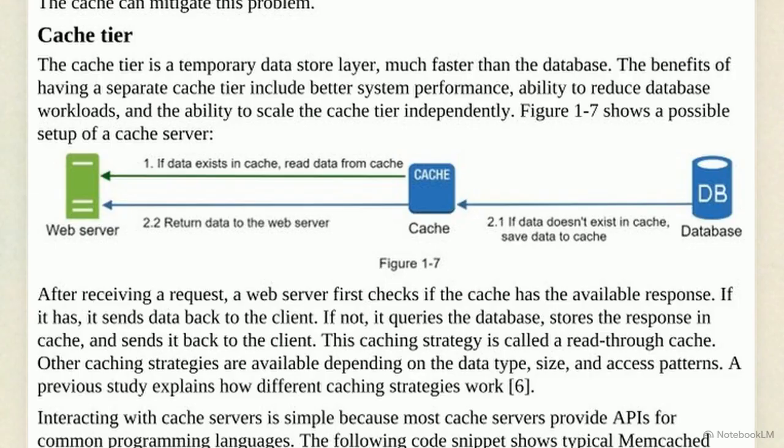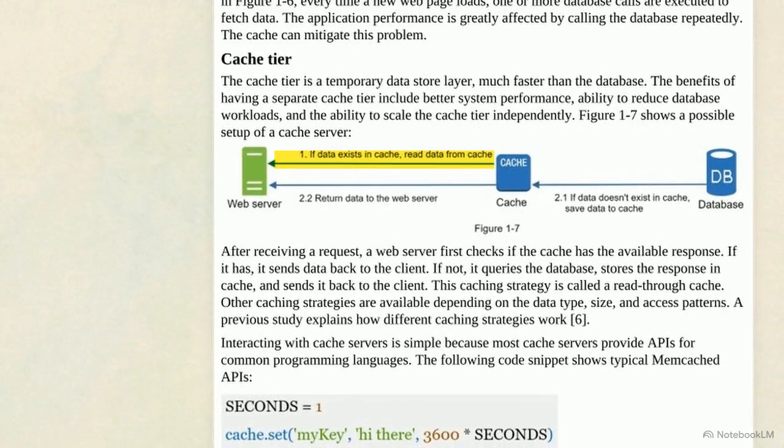This diagram shows a cache miss. The web server checks the cache, finds nothing, queries the database, stores the response in memory, and returns the data. For every subsequent request, the web server finds the response directly in memory, bypassing the database entirely.